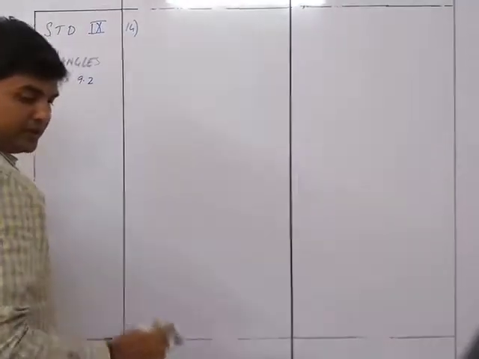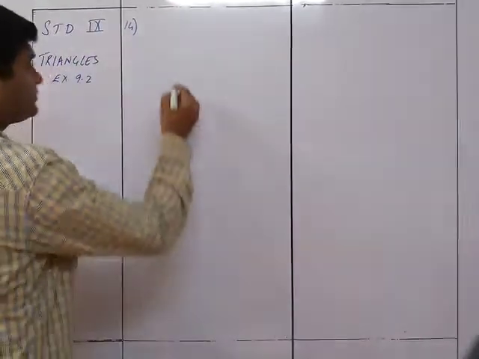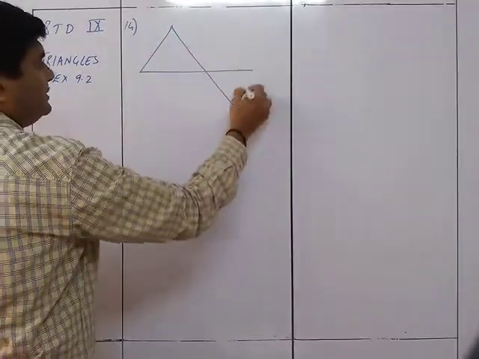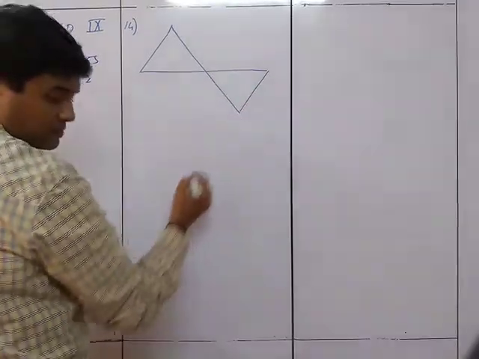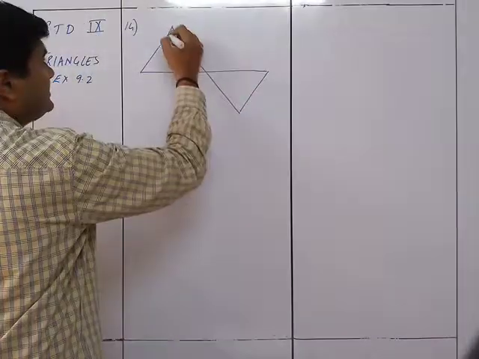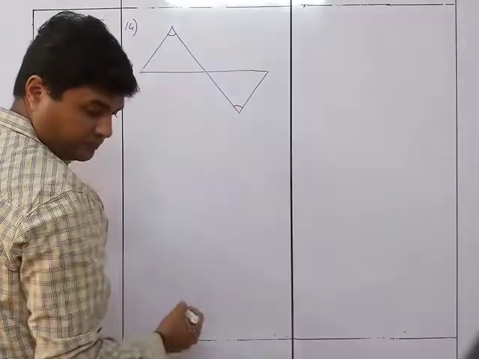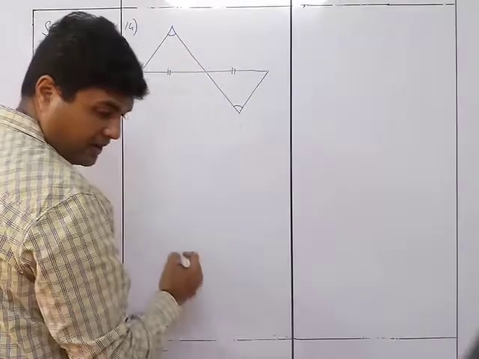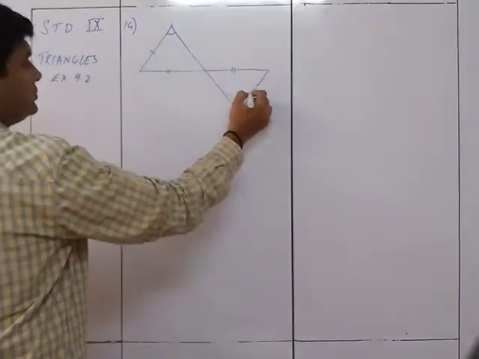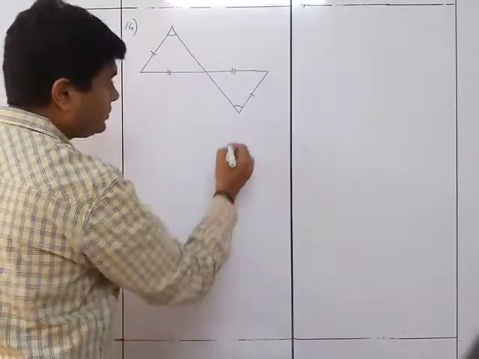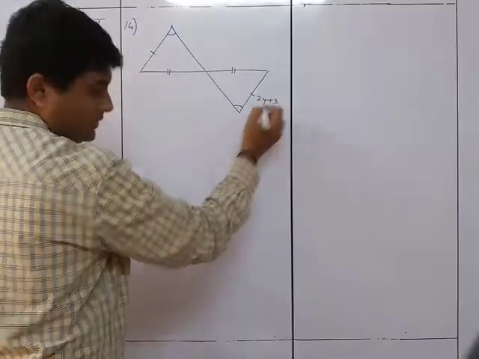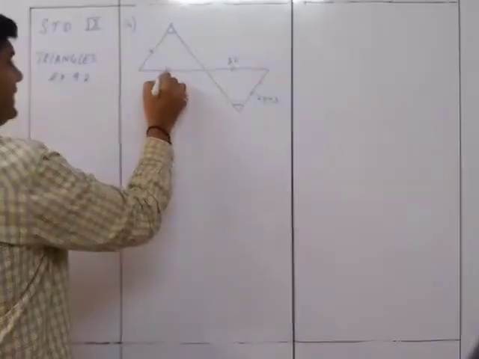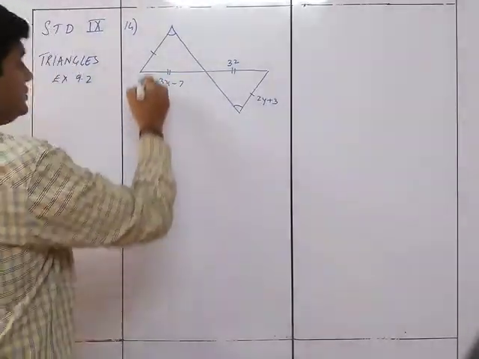We have got two sums over here. One is like this, where they are given that this angle is equal to this angle, this is equal to this, and this side is equal to this side. So it's 2y plus 3. Over here is 32, and this is 3x minus 7. This is 25.